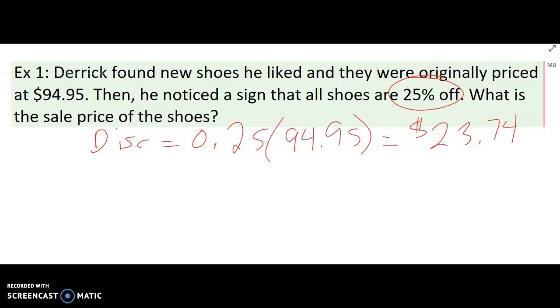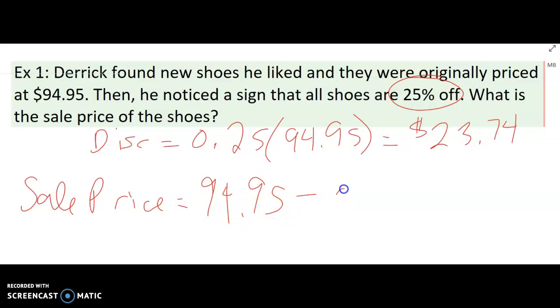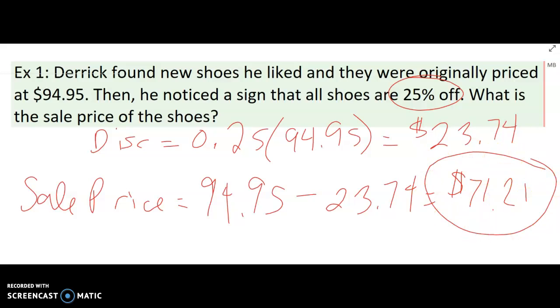So to find the sale price of the shoes, we take the original $94.95, and we subtract the discount amount to get the new sale price of the shoes, $71.21. So at this point, you can decide, is that a price that I'm willing to pay, right?